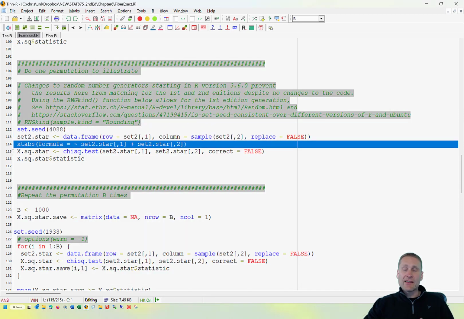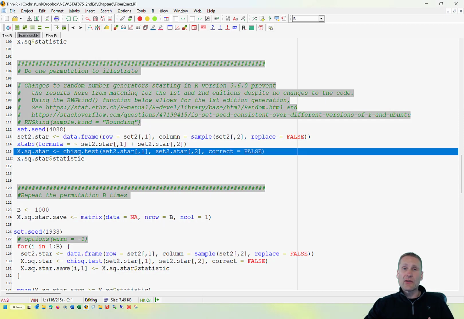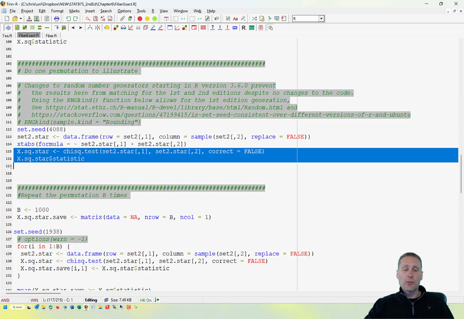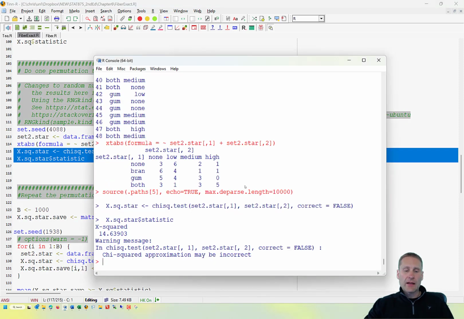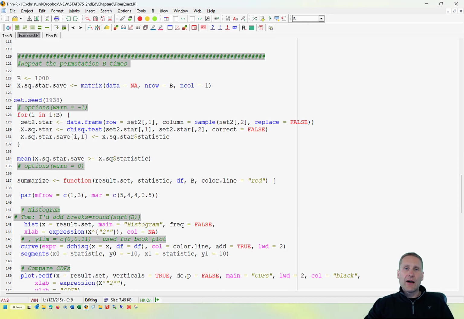I can use xtabs with this to see what the contingency table looks like. If you notice, it's not exactly the same as what we had previously with the observed data. I can calculate the Pearson chi-square test statistic with this permuted data as well. And I get 14.64. Again, not the same as what we had previously with the original data.